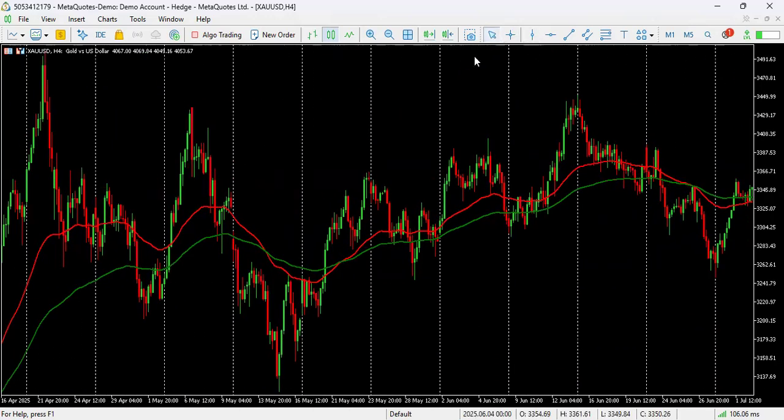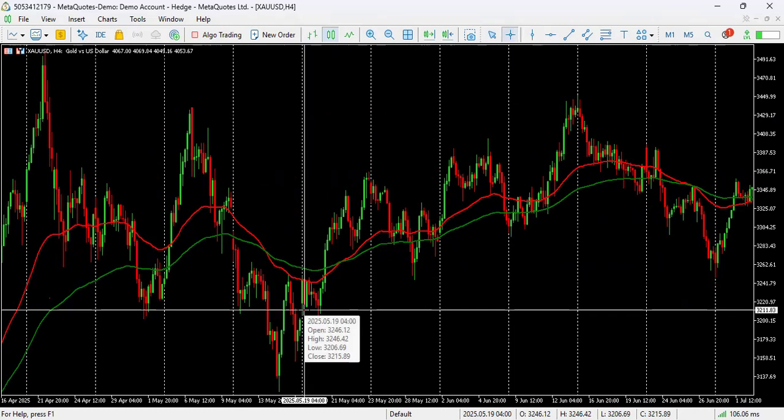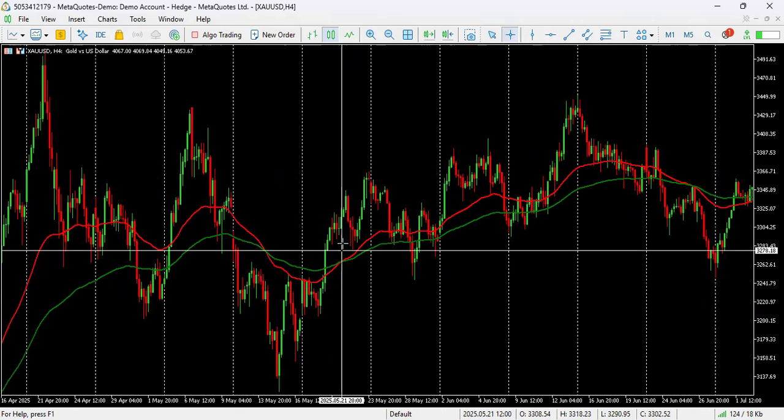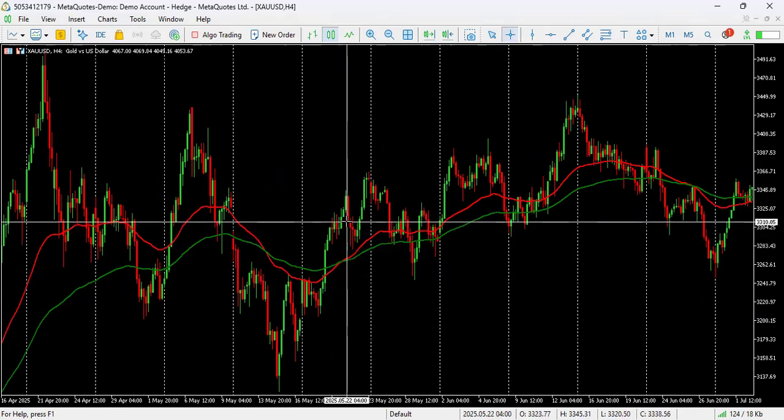For example, when I talk about the pullback, I'm talking about that first negative, the first candle that opposes what just happened. So we have a moving average cross to the upside. This is the first candle that opposes what just happened. And why is this significant?